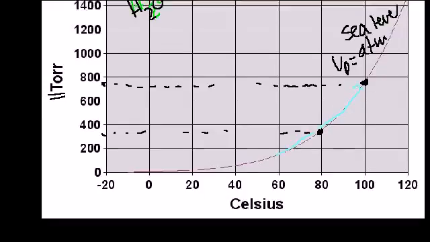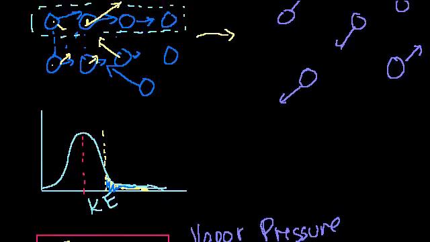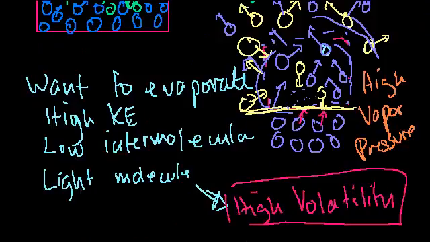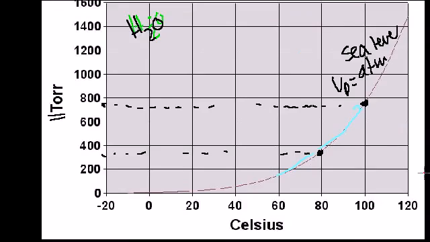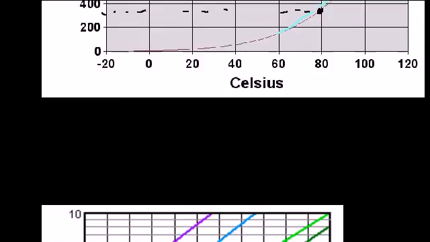And that's because, if you think about that distribution we did before, this is at one kinetic energy. If you increase the amount of kinetic energy, then your distribution will look like this if the temperature has gone up. And now you have a lot more, it's not just linear, you have a lot more particles that can now escape and have the kinetic energy to evaporate. And you can see it's this exponential increase as you increase the temperature.